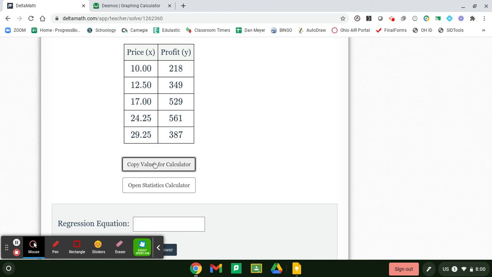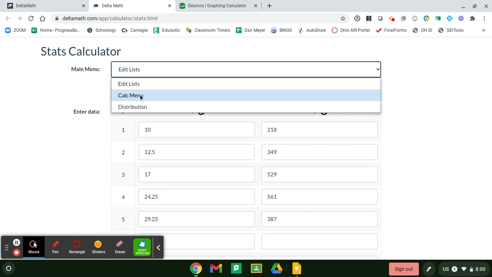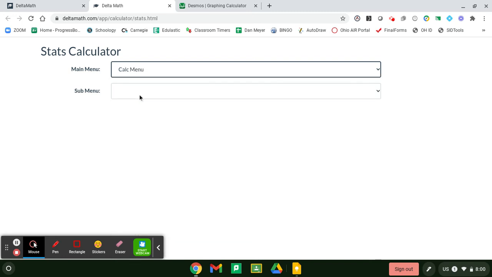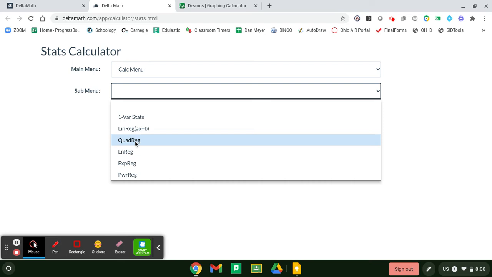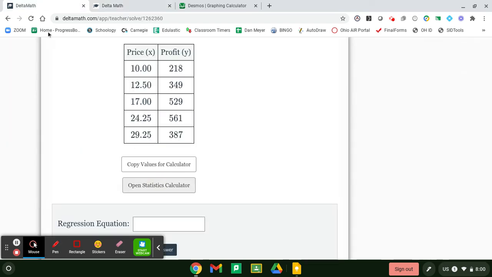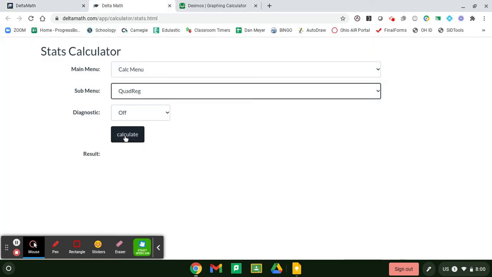We're going to copy the table, and then we're going to open the calculator. We're going to paste the table. We're still going to go to the calculate menu, but instead of linear regression, we're going to go to quadratic regression because this is a quadratic regression problem. How do you know that? Go back to your original question. It says it right up here. Okay. So now we're going to calculate.